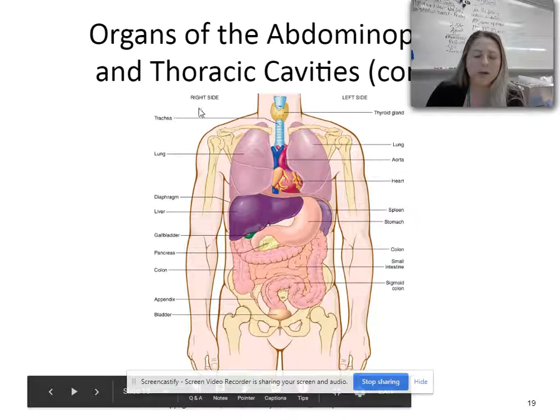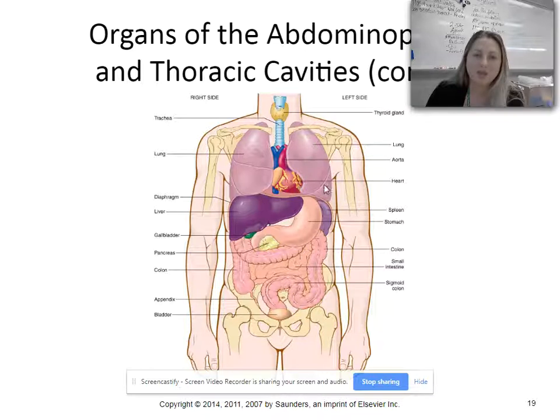All right, now we'll go back to the top here on the right side. So we have the trachea. This is the windpipe that goes down to the bronchi that branch out to the lungs, right? So that's the trachea. That's those rings that you feel in your neck. We already talked about the lungs, the diaphragm. So this is that membrane, that muscle that separates the thoracic and abdominal cavities. It's actually the driving force for our breathing.